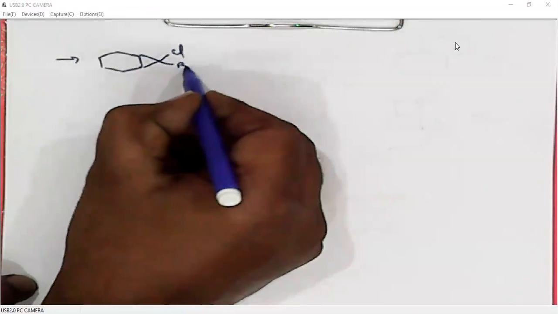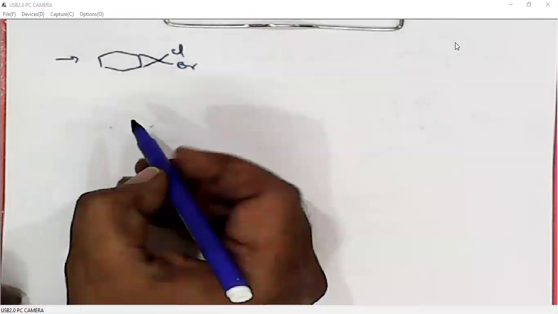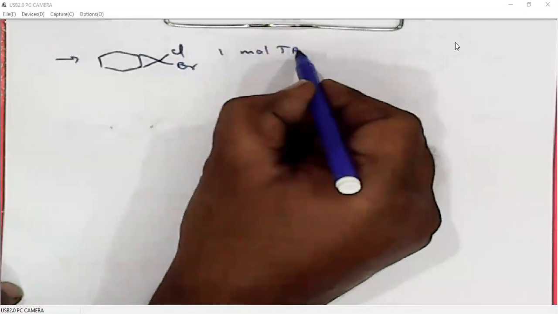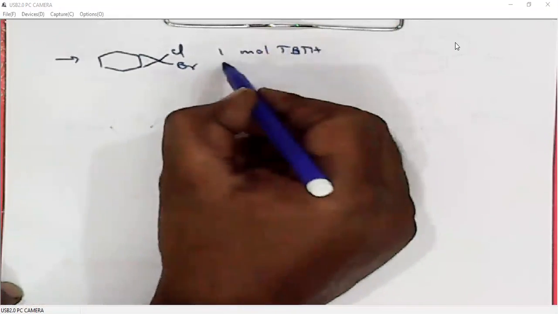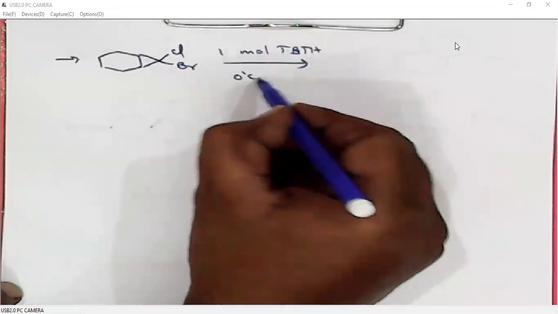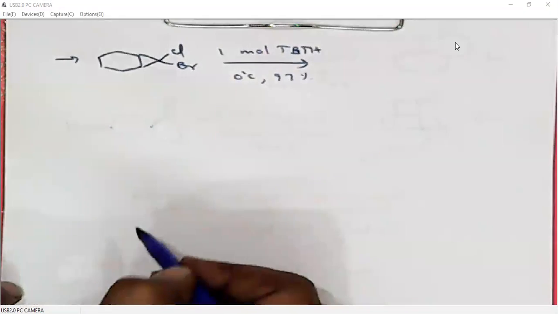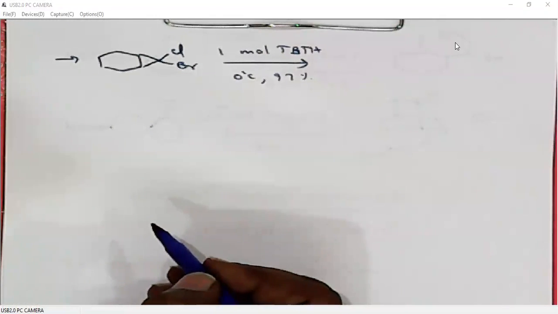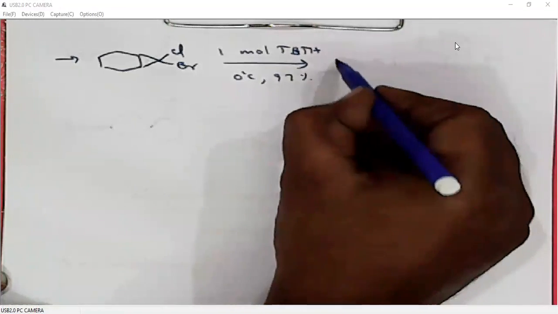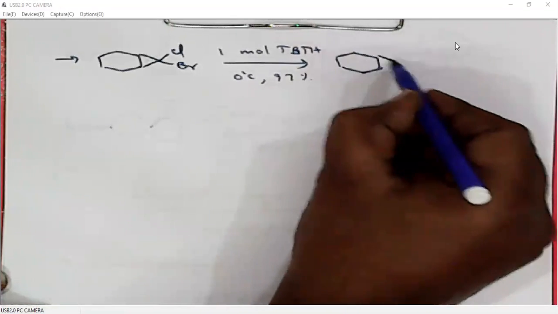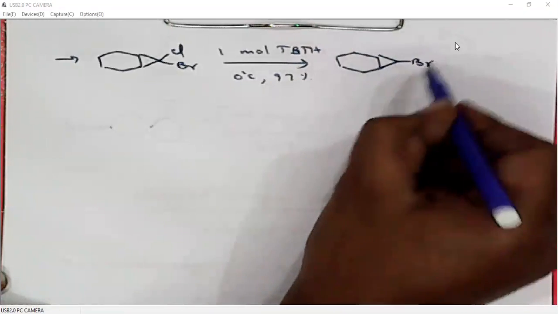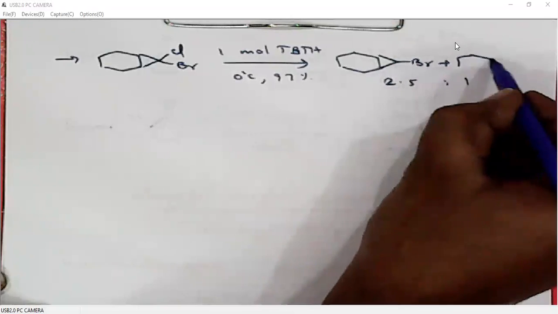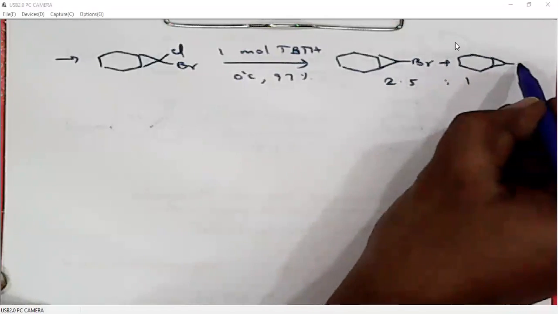When we have a mixture of halogens, both chlorine and bromine, then TBTH has good affinity for the chlorine. So removal of chlorine will be the major product. It is 2.5:1. Removal of bromine is a minor product.